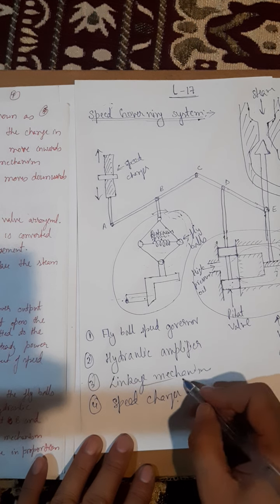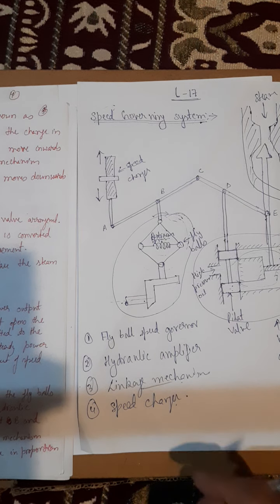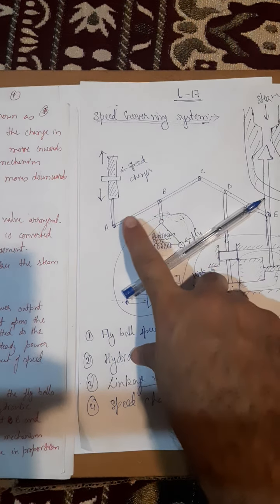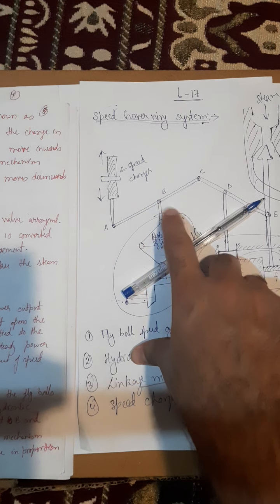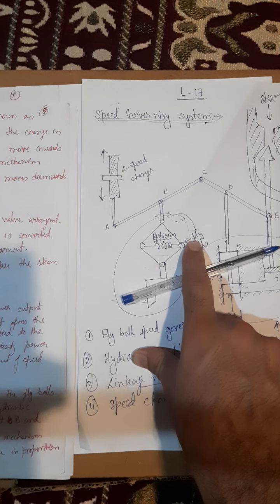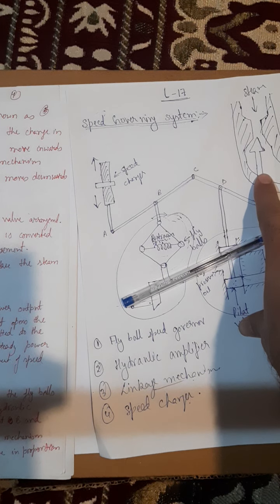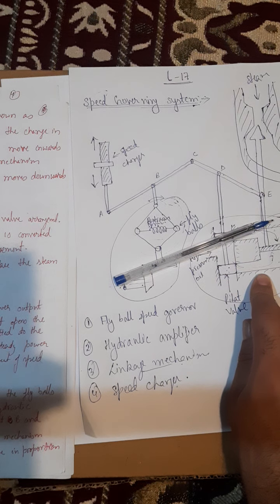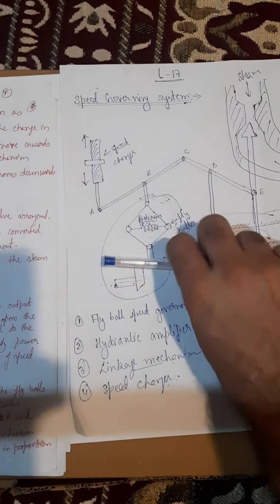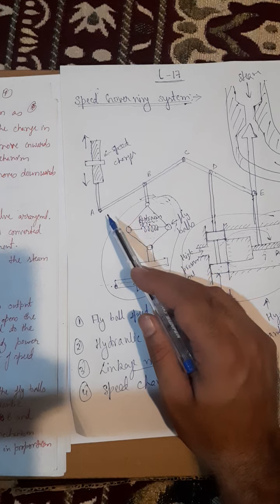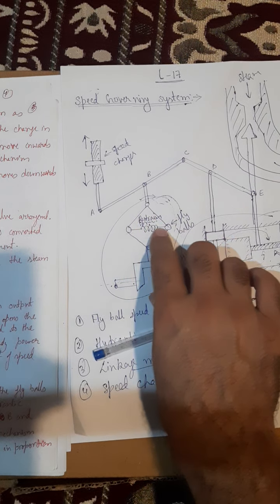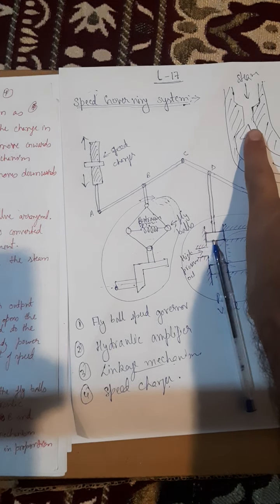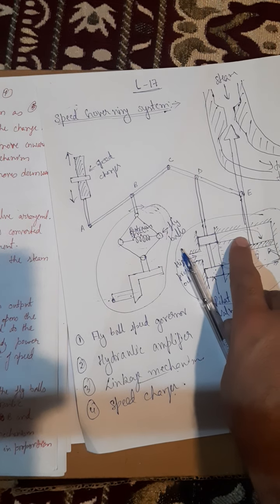And oh yes, I forgot the linkage mechanism used. So what is this linkage mechanism doing basically? If you see this linkage mechanism, it is used for transforming the flyball movement to the turbine valve. The flyball movement is transformed into the turbine valve through the hydraulic amplifier.